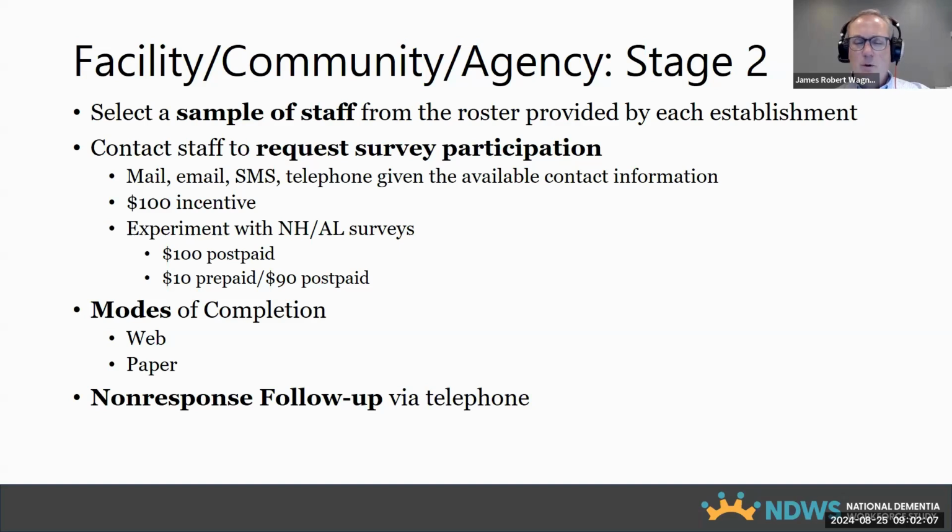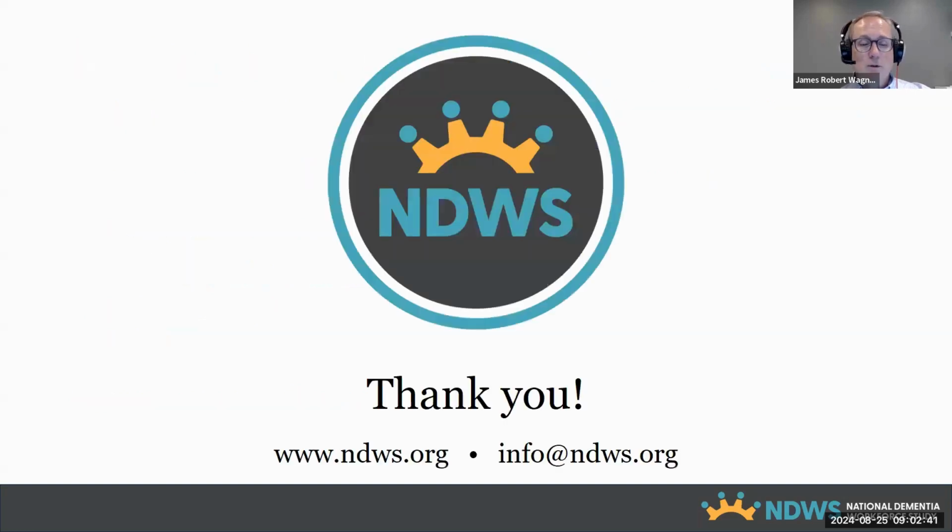And again, that experiment is similar to one I described earlier: a $100 postpaid incentive contingent on completion of the survey. And the other arm, we're going to give a $10 non-contingent prepaid incentive. And then once the survey is completed, the $90 incentive. So we'll experiment with those options and see which is more effective. The same modes of completion, web and paper, and again, non-response follow-up using the telephone, which is a powerful tool with a human intervention from our side to try and recruit persons to participate in the survey. So that's the sampling and data collection plan for year one and beyond.